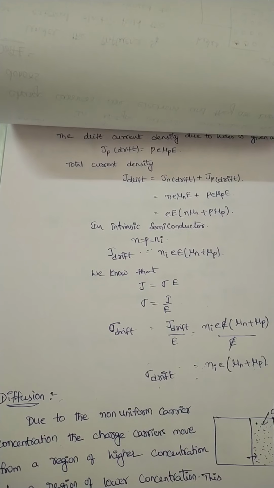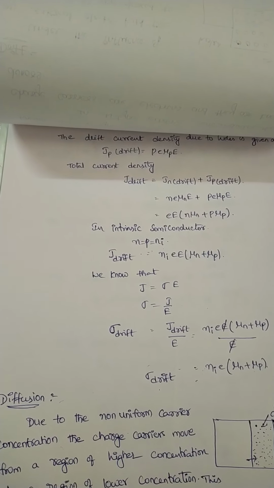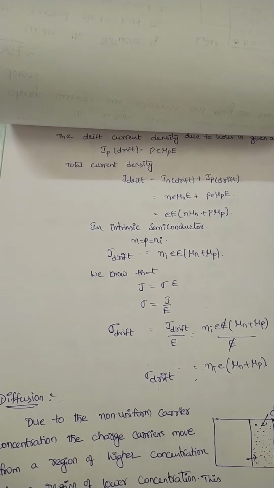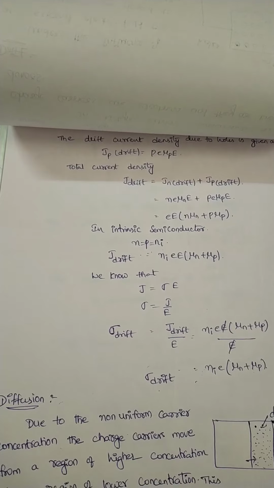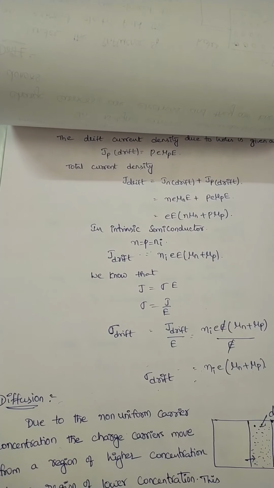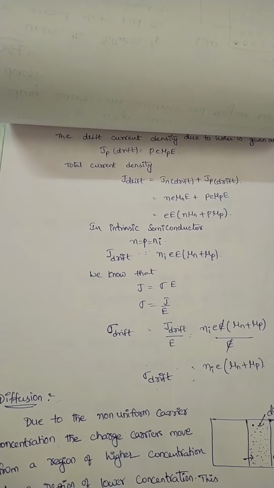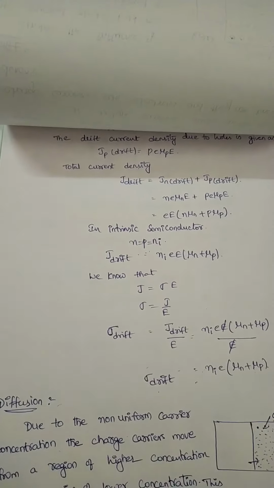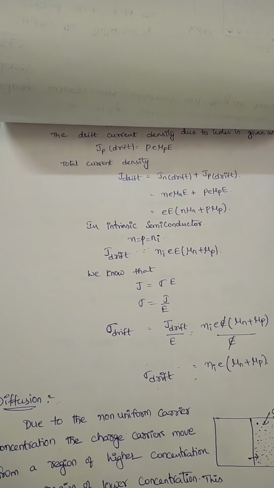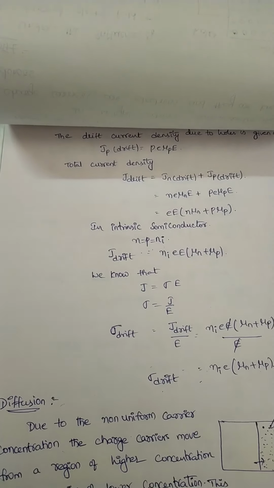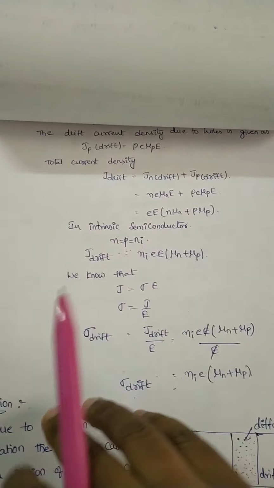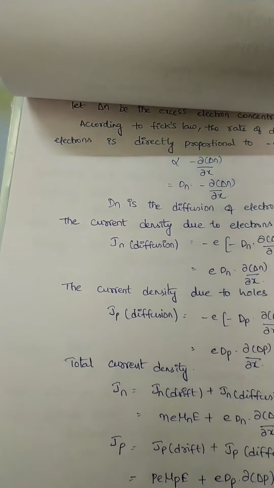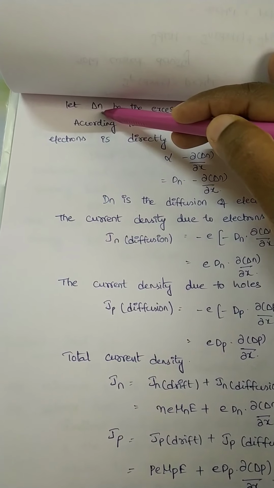Or we take the sand and pour it in, then what will happen? We are placing the sand from the higher region to the lower region. Whenever we do like that, some of the water will come out of the glass. That means there will be an excess electron concentration. So the excess electron concentration is represented by delta n.